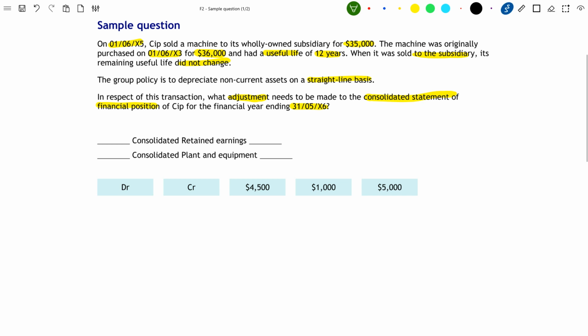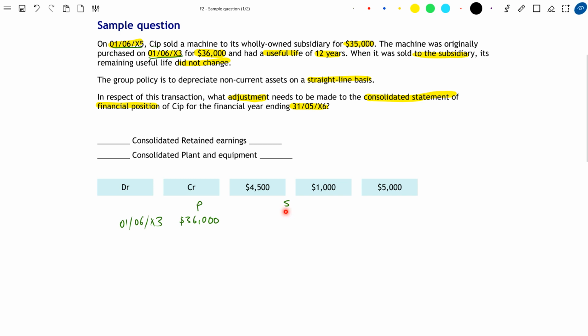What we need to do then is set up a little table. Let's look at the dates first. This is the date of sale in X5, but it was originally purchased in X3, so that's where we're going to start. We want the 1st of the 6th X3. At that point, I know they're called SIP, but let's call them the parent. We have the parent and we have the subsidiary. On that date, the parent purchased the machine for how much? $36,000. At this point, they don't own the subsidiary, so we don't have to worry about the subsidiary just yet.